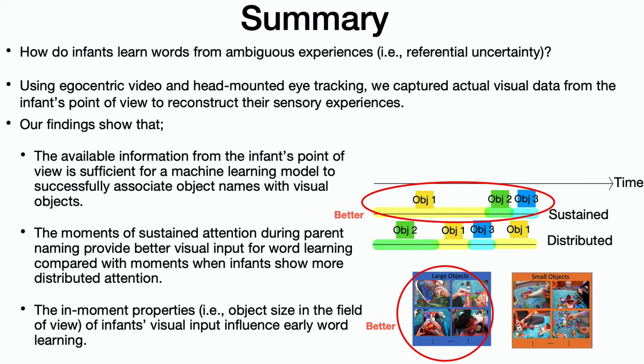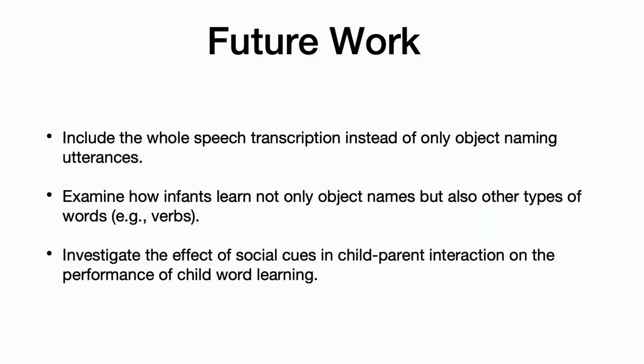Second, the moment of sustained attention during a parent naming event is a better visual input for word learning compared to the moments when infants show more distributed attention. Lastly, in-the-moment properties of infant visual input influence early word learning. In other words, a large object size in the field of view is better for word learning. Of course, we have future work.